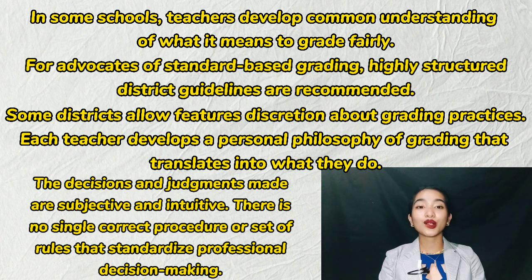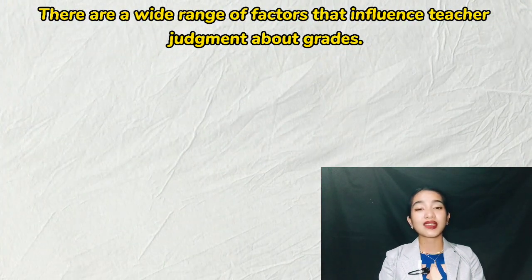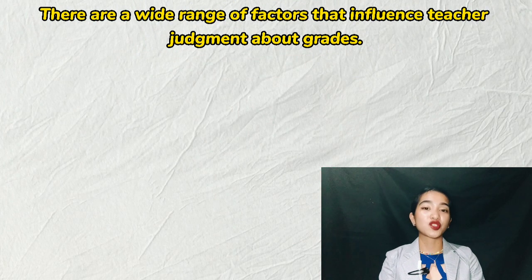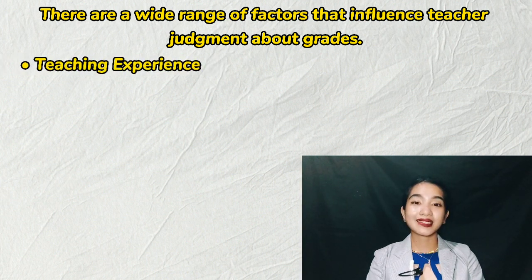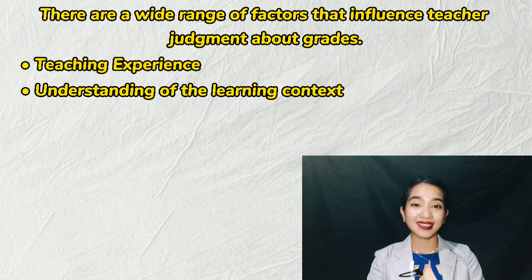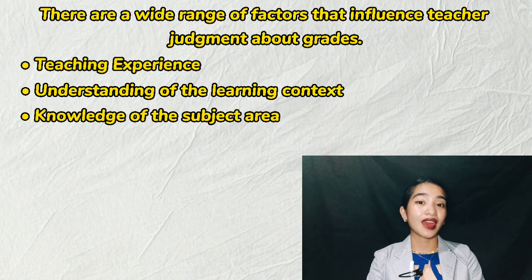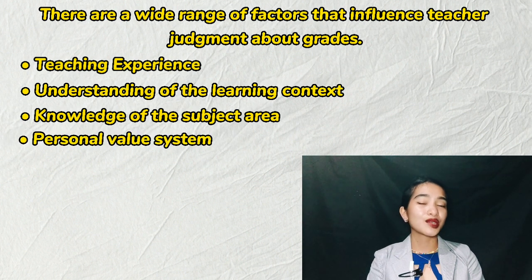There is no single correct procedure or set of rules that standardize professional decision-making, despite the use of a grading scale and calculations of a score to create a grade. Decisions may seem objective, but they are not. There is a wide range of factors that influence teacher judgment about grades, and these are the following. First examples are teaching experience, understanding of the learning context, knowledge of the subject area, and personal value system.